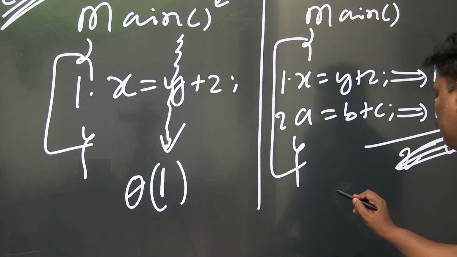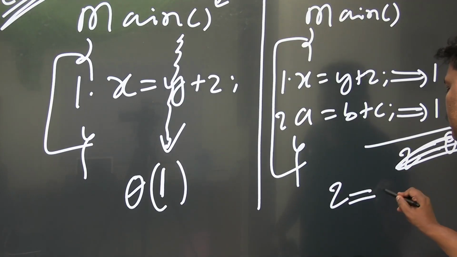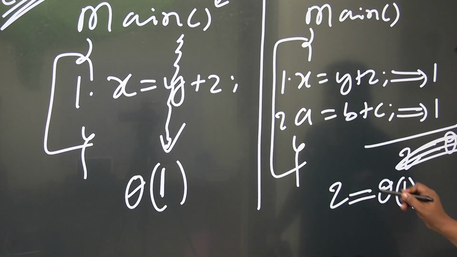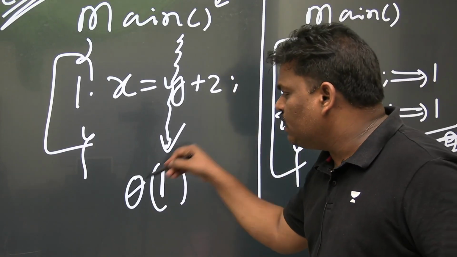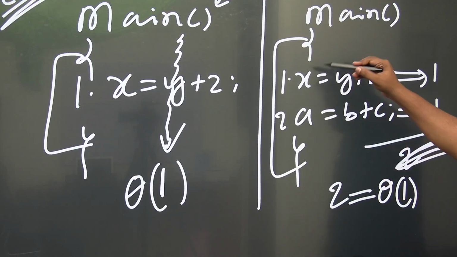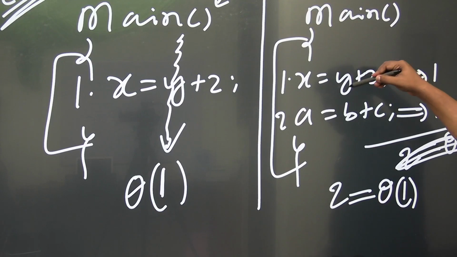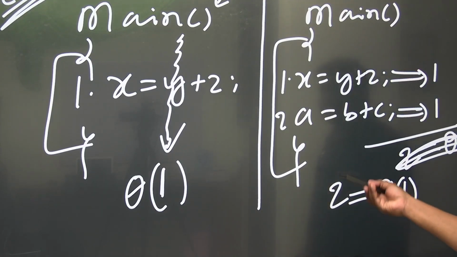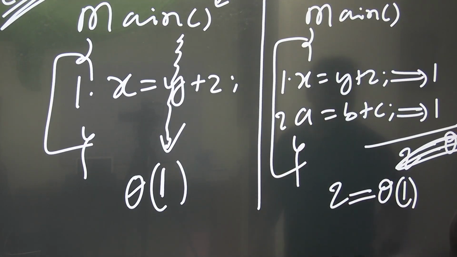Every constant can be written as theta of 1. 1 also can be written as theta of 1. 2 also can be written as theta of 1. Suppose assume that 10 people are there, everyone is 1, 1, 1. 10 people means 10. 10 also can be written as theta of 1. Be careful.